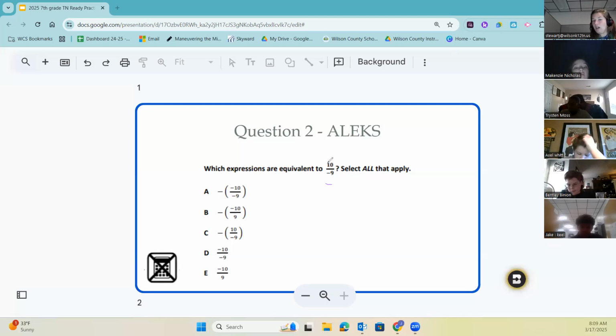All right. So a positive divided by a negative is a negative. So I'm looking for a negative 10 over 9 as the solution here. Okay. So for A, I have the opposite of a negative divided by a negative. All right. Well, a negative divided by a negative is a positive, right? You with me there? So I've got negative 10 over 9, which is negative 10 ninths. You with me there? So A is actually equivalent.